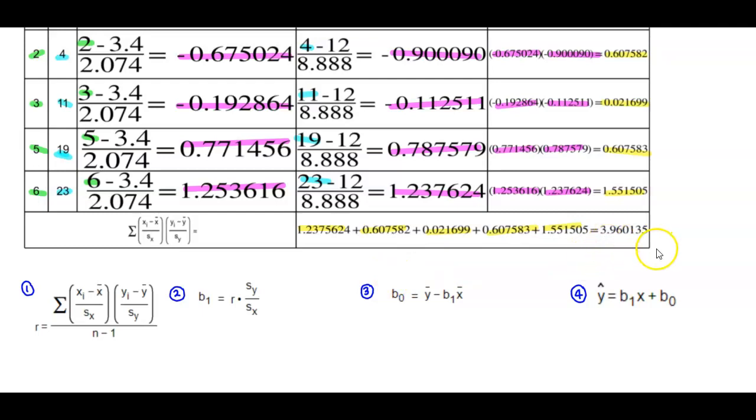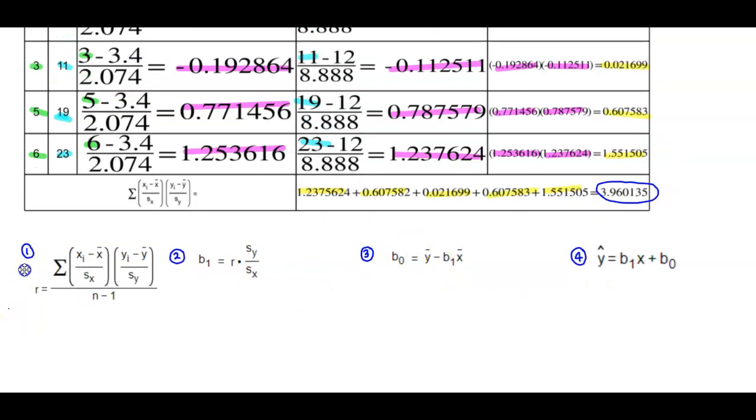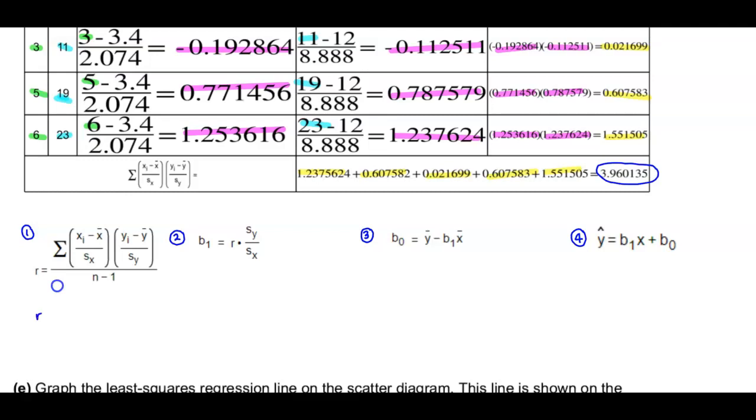Okay, so now that we found this sum, we can see that this is the number that's going to be in the numerator. In step number 1, we take r, and r is going to equal the numerator, which is 3.960135, and we're going to divide that by the value of n. The number of ordered pairs that we have was 5, so that's going to be 5 minus 1. And so what do we get for r? When we calculate this, we get 0.990034.